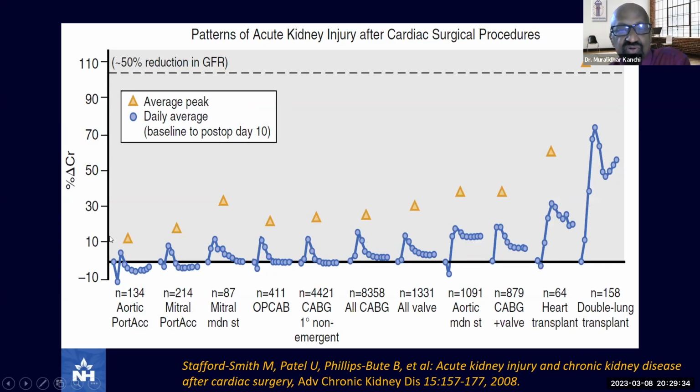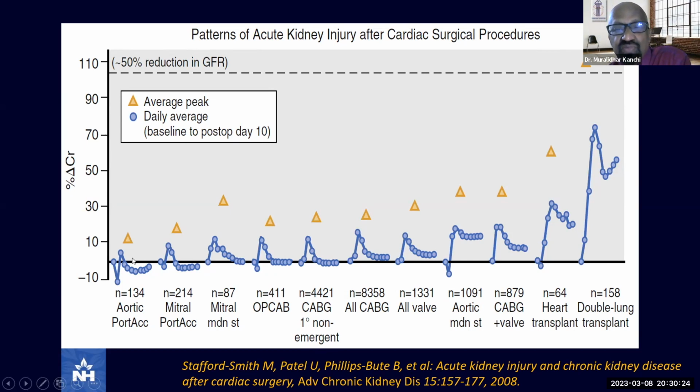On the vertical axis, we have the percentage increase in creatinine, that is the change in creatinine. These blue circles represent the daily average creatinine, measured up to the 10th day of surgery, starting from preoperative, the first postoperative day, second, third, like that. Each of the disease processes which have been treated surgically is mentioned on the horizontal axis: port access surgery, off-pump CABG, CABG on pump, valve surgery, CABG plus valve surgery, heart transplantation, lung transplantation, heart and lung, and double lung transplantation.